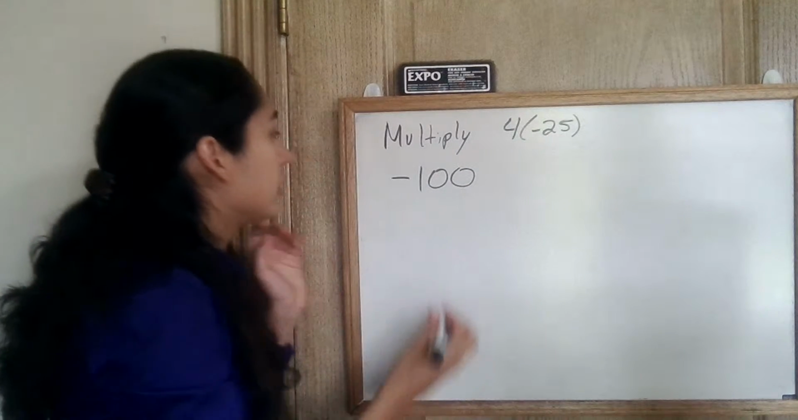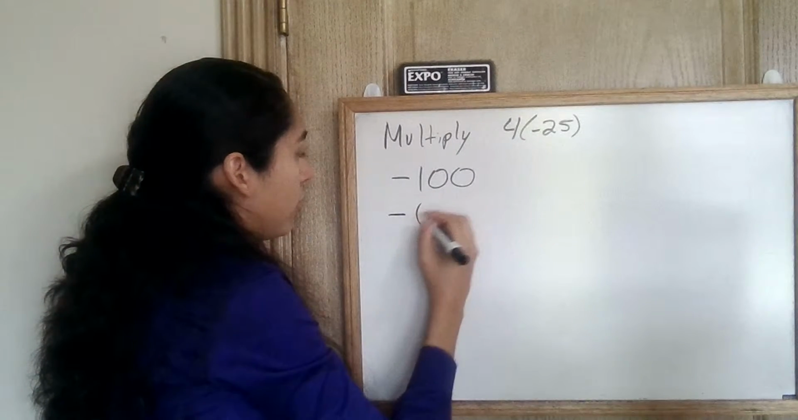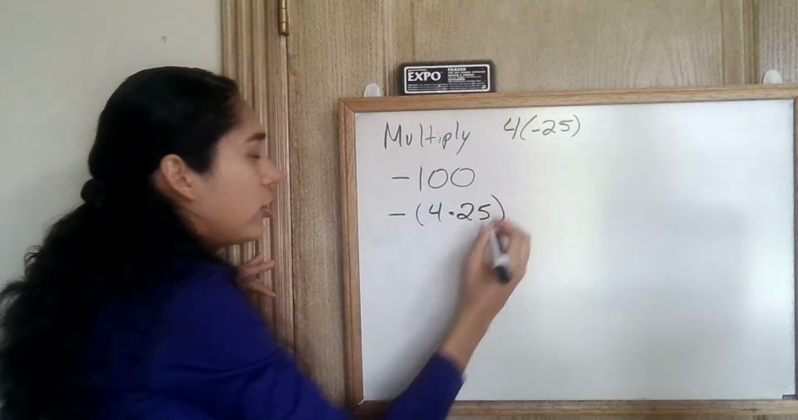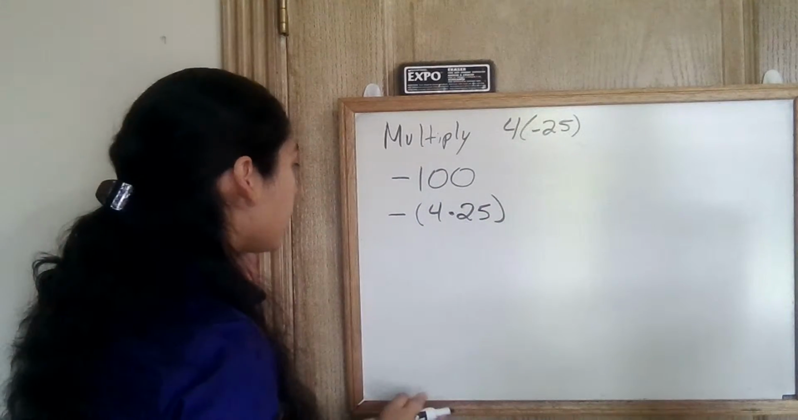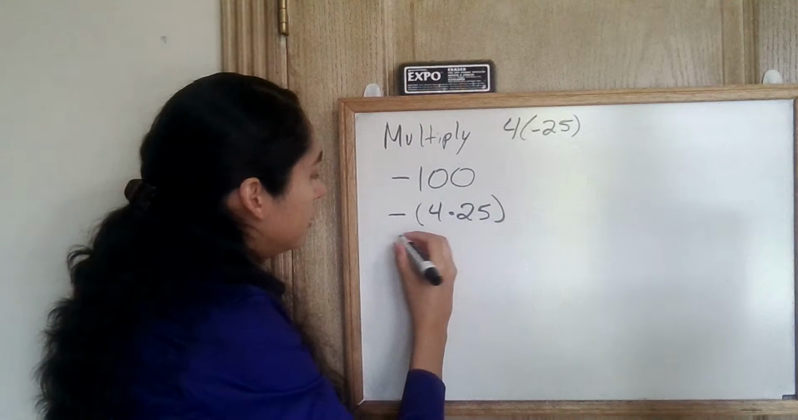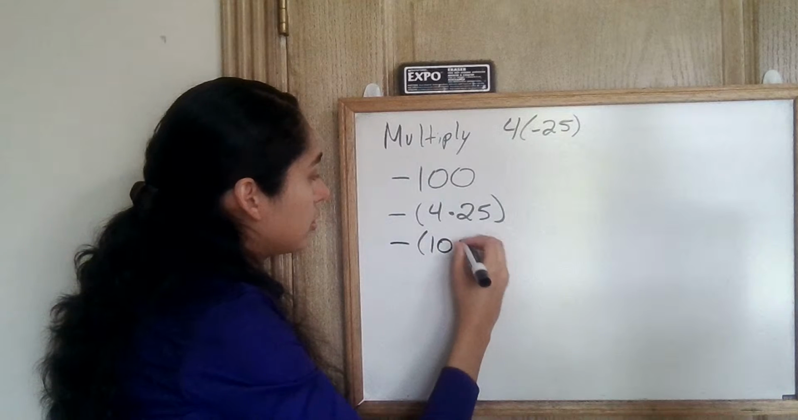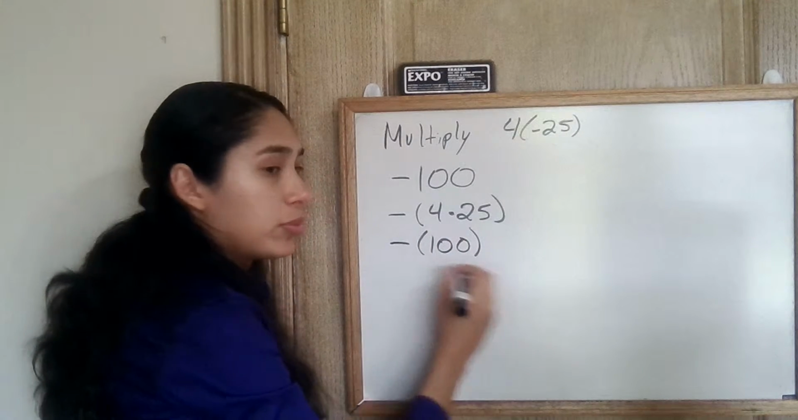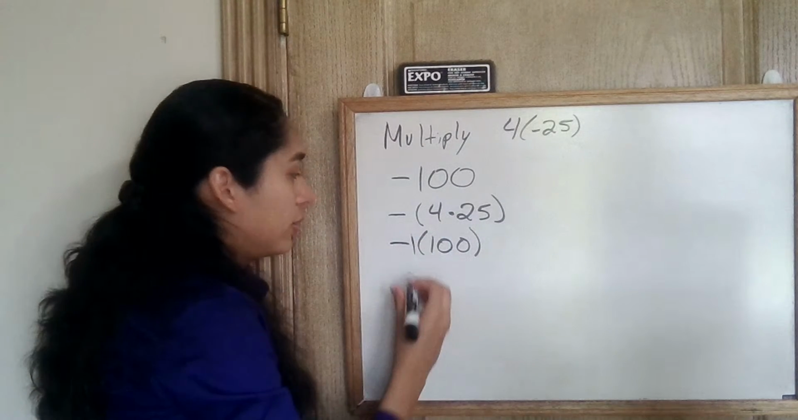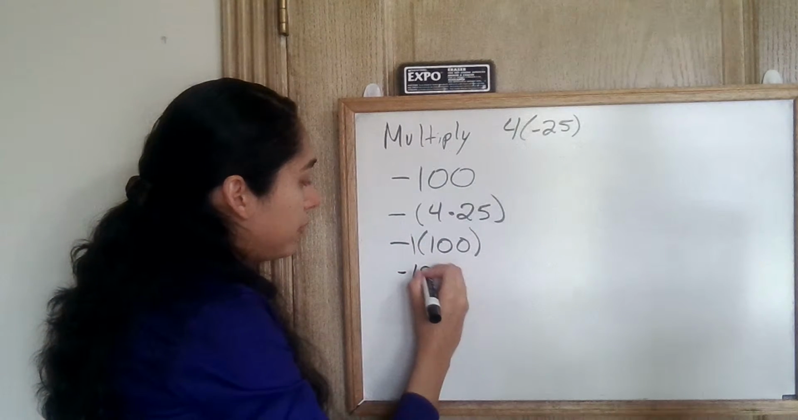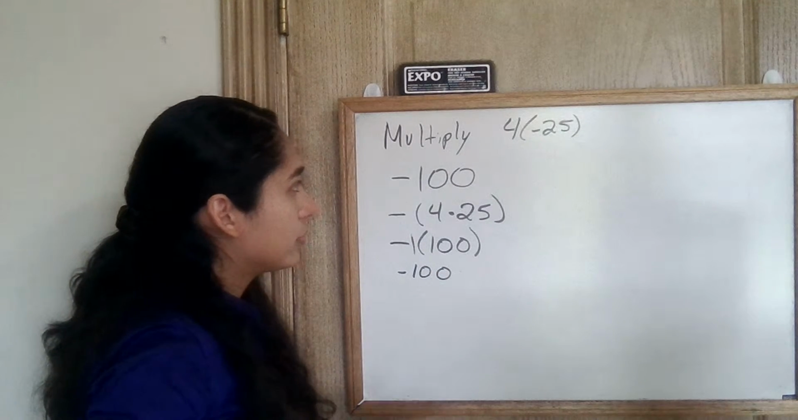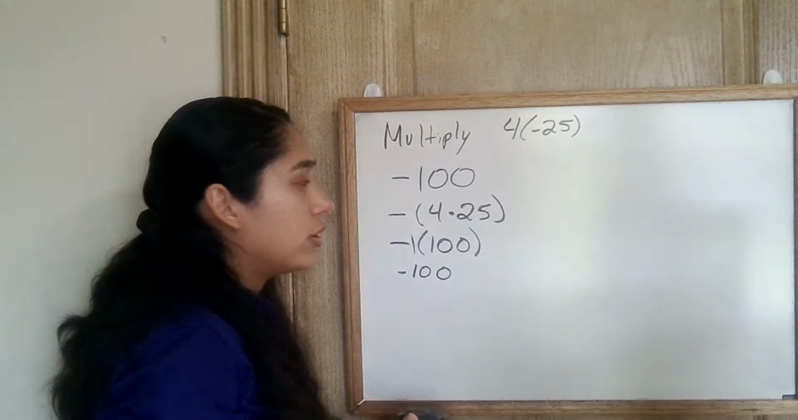You could even do it like this. If you don't want to worry about negative signs until the very end, you can just do the math in here first, and then drop the parentheses, because remember there's going to be a negative over here, and it becomes negative 100. Okay. Let's do another question.